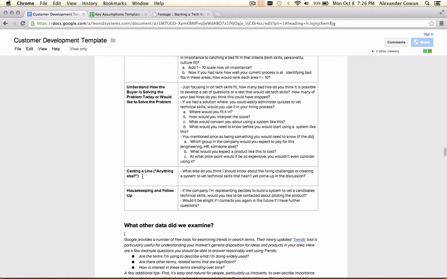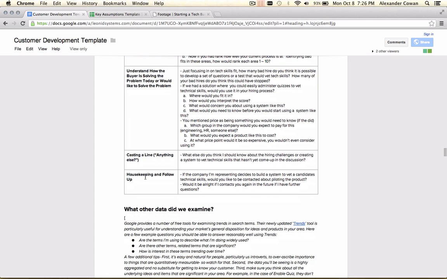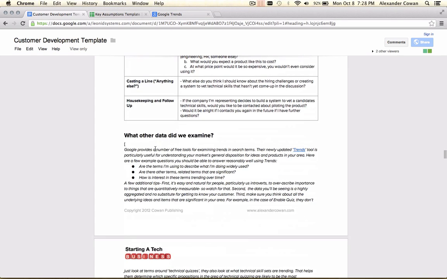You always want to have a few casting a line questions. Hey, is there anything else you think would be interesting to talk about? Anything else you'd like to tell me? And then don't forget about housekeeping. If you think you might want to go back and show them a prototype that you don't now have, ask them about that and make a note so that you know whether it's okay to go ask them for another visit or not.